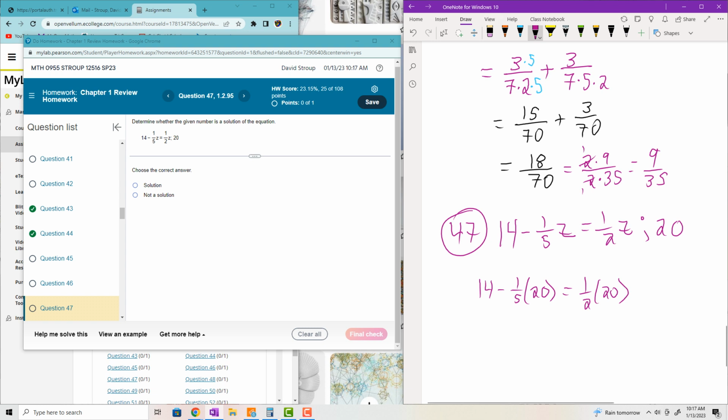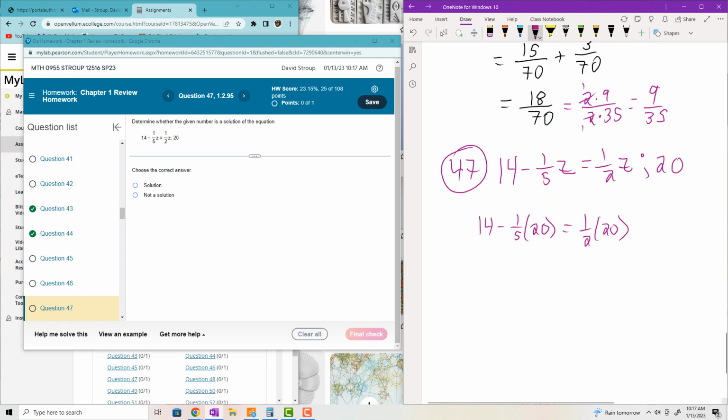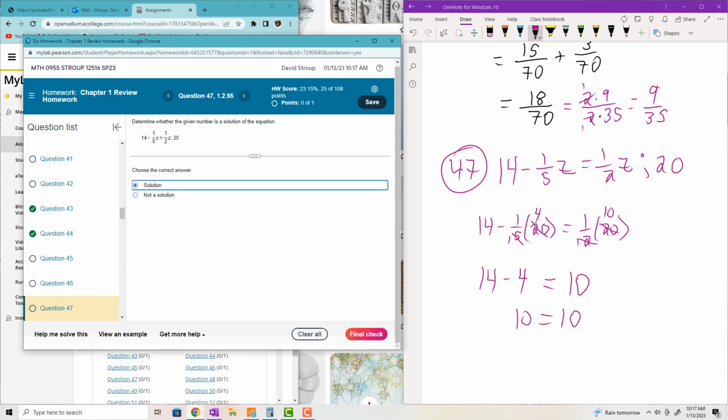Okay, so you could turn 20 into 20 over 1, but the long story short is you can think, how many times does 5 go into 20? Well, what is 20 over 5? 20 over 5 is the same as 4 over 1, right? So it's going to be 14 minus 4. On the other side, 20 over 2 is the same as 10 over 1, so you're going to end up with just 10. And then 14 minus 4 is 10. The other side is also 10, so therefore it's a solution. When both sides are the same, it's a solution.